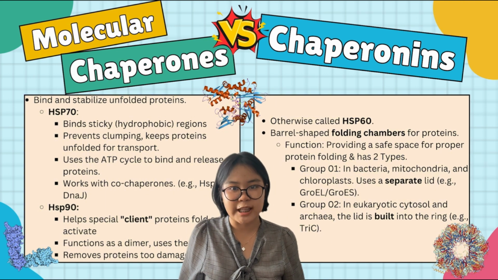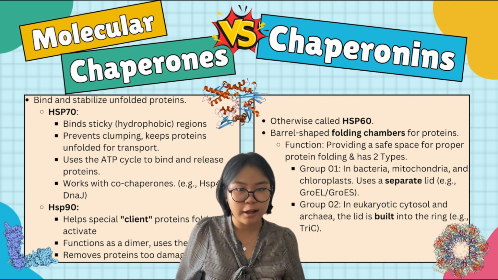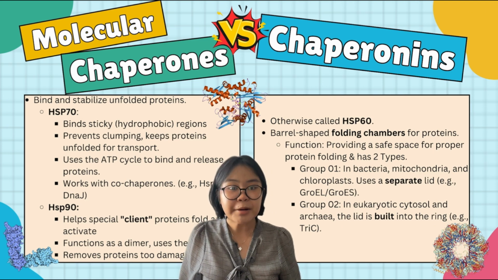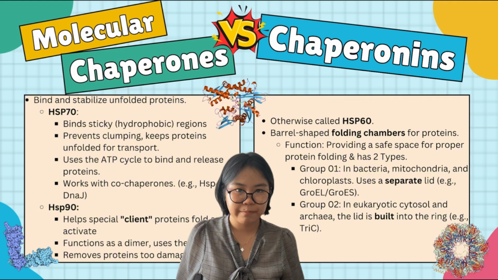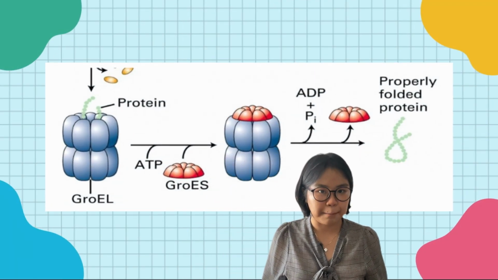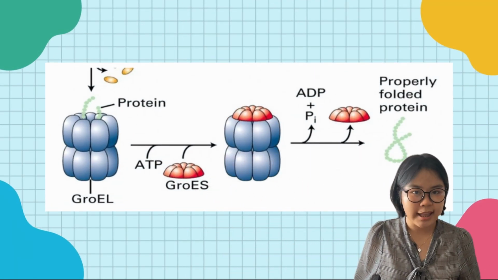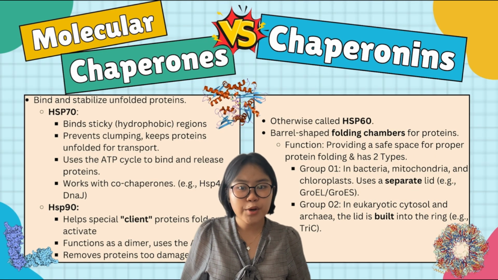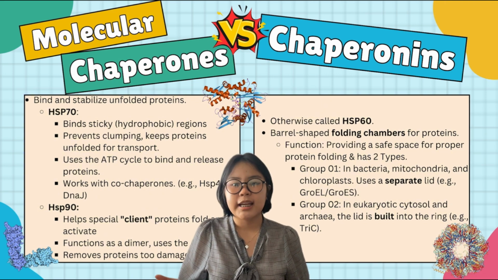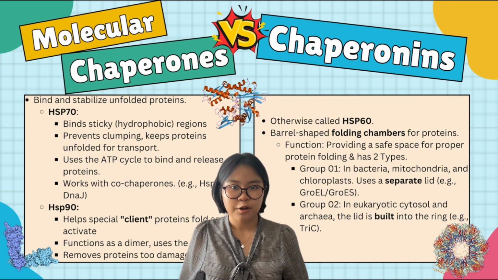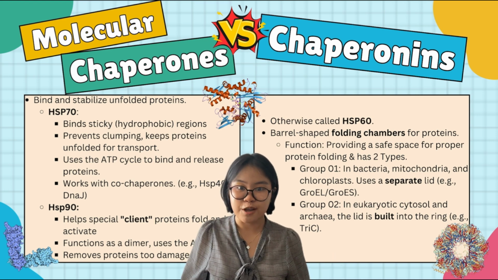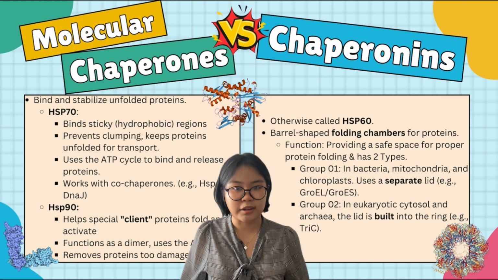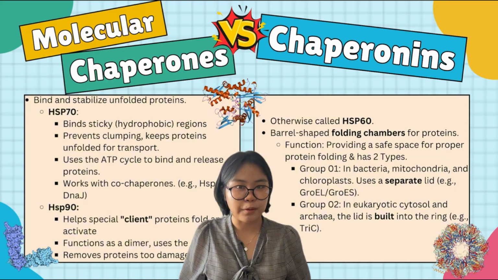Group 1 is found in bacteria, mitochondria, and chloroplasts, and uses a separate lid to close the chamber. GroEL and GroES is an example, where GroES is the lid and GroEL is the chamber. Group 2, on the other hand, is found in the cytosol of eukaryotic cells and in archaea. Its lid is built into the chamber itself. Both types use energy from ATP to open and close the folding chamber and help the protein fold the right way.